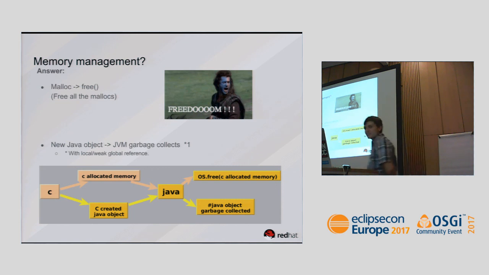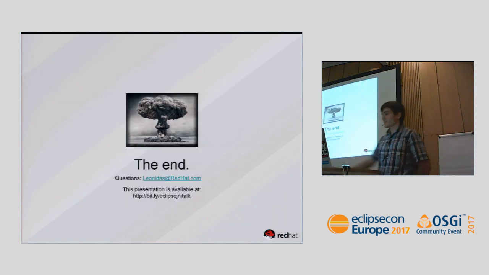So in general, you want to free all of your mallocs. If you use malloc, free will have to come with it. However, if you instantiate a new Java object inside C, and you either use a local or a weak global reference and pass that to Java, then with time, Java will garbage collect it for you. And that's pretty much the end of the presentation.